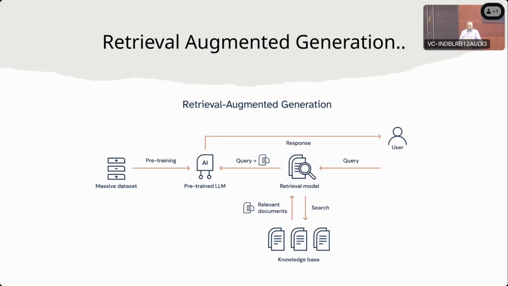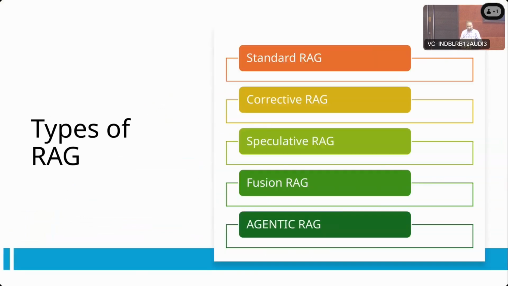You have a massive data set, and AI is going to take a query and retrieve and respond from its knowledge base. The knowledge base can be your proprietary documents or whatever it is, right? Moving on, how many of you know there is more than one type of RAG? So there are more than one type of RAG.